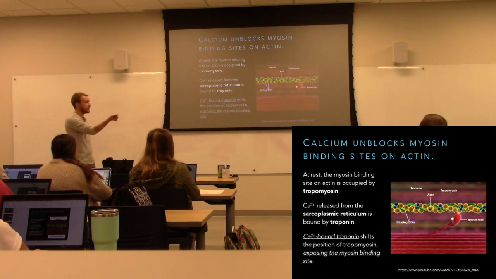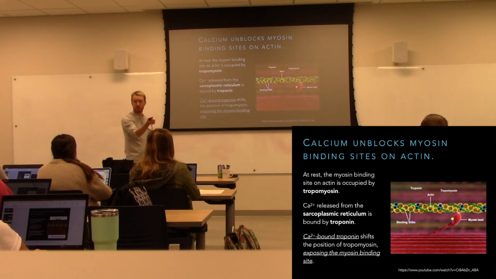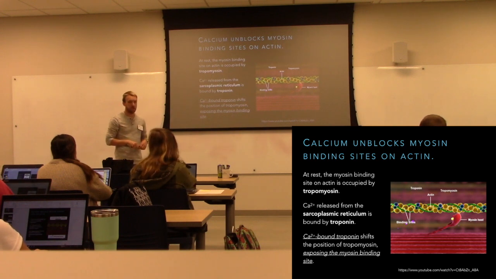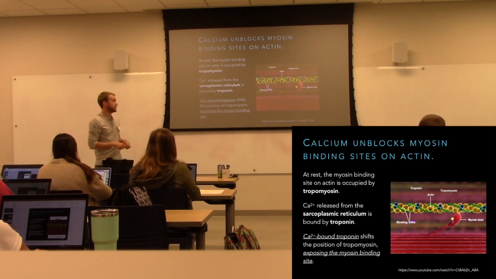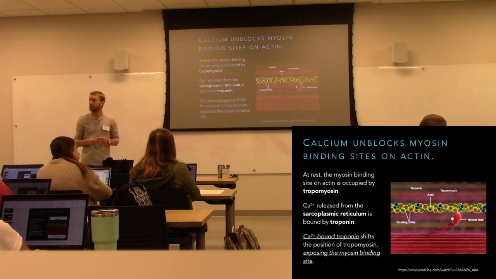So myosin is flopping around there. It's not really sitting still. It's always flopping, kind of like the inactivation gate of voltage-gated sodium channels, but it doesn't have anything to stick to until we move tropomyosin out of the way. Then it can bind, and we're off to the races. Myosin power strokes take place, and we're going to slide our filaments 10 nanometers at a time.